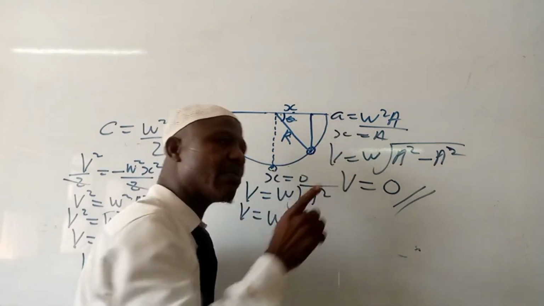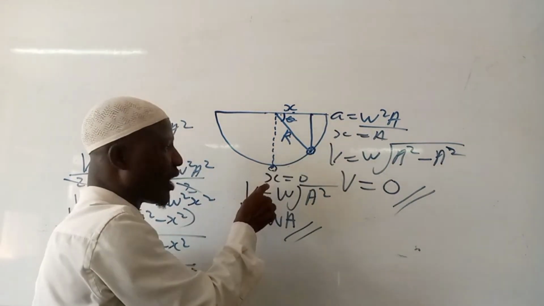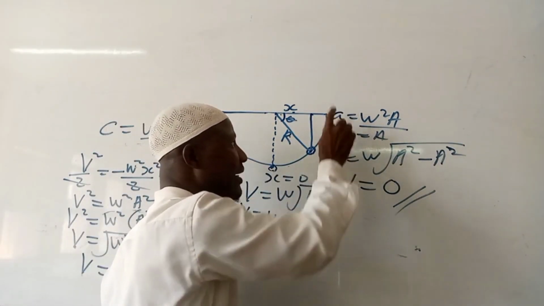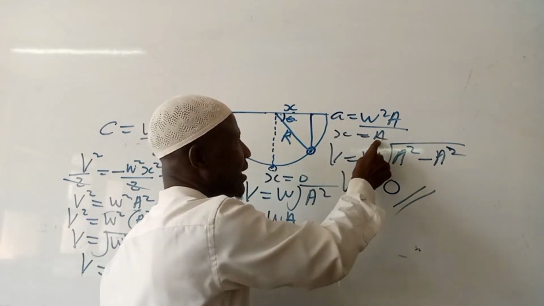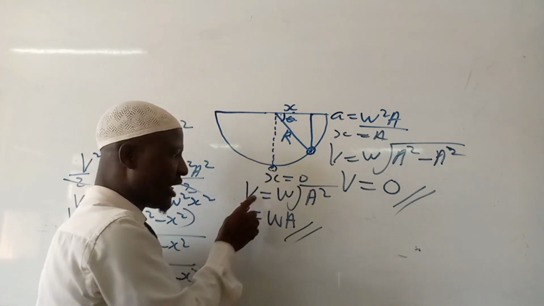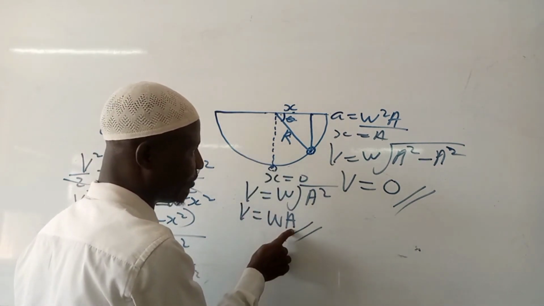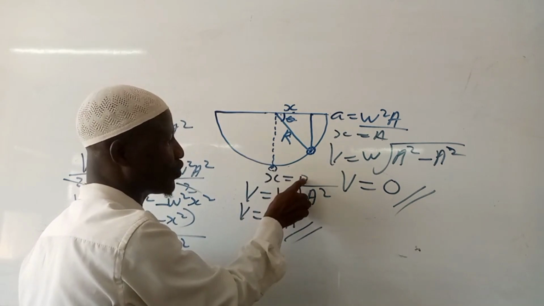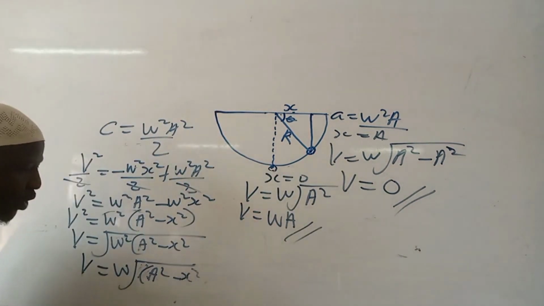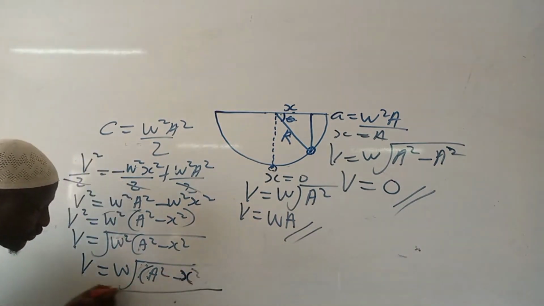Maximum displacement, not maximum velocity. This point is going to have maximum velocity, but that point is called the point of maximum displacement, where x is equal to a. At this equilibrium point, we are going to have maximum velocity. That's why we have v is equal to omega a, where x is equal to 0. But the formula you need exactly is this form. You need this formula.